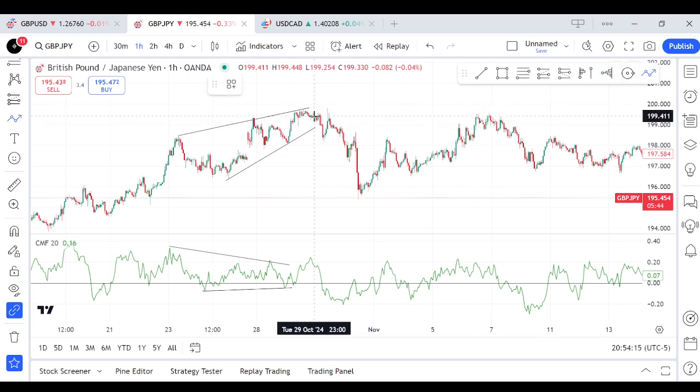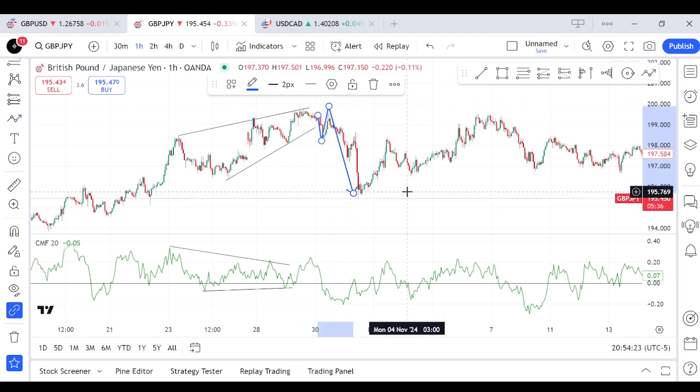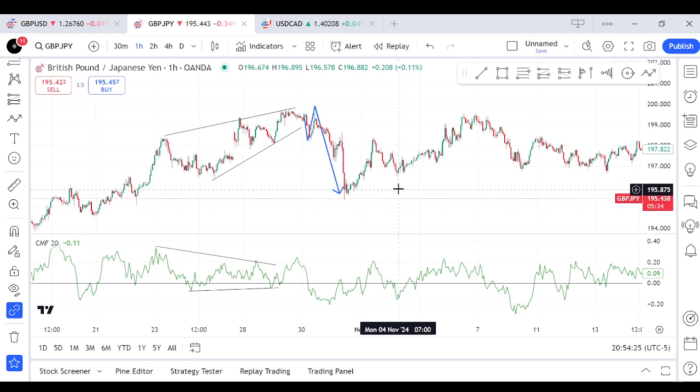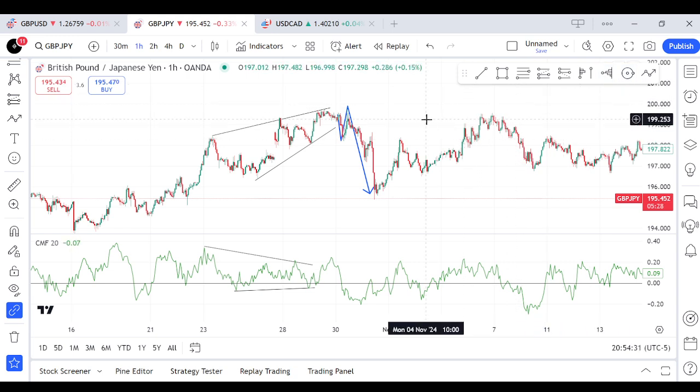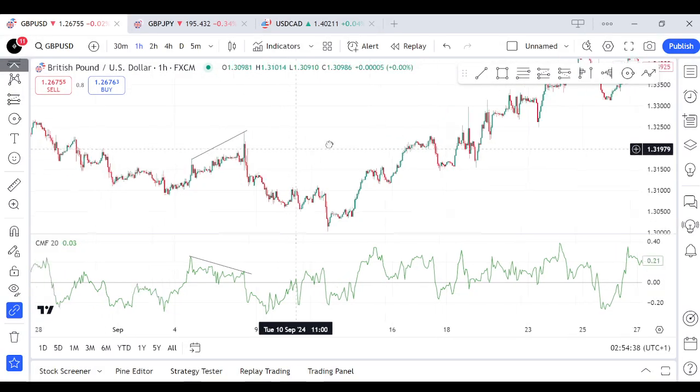You can see the breakout of this trend line. This is another way to confirm your trades. It's a breakout and a pullback before we had the push to the downside, and you can see that is how you can use the divergence to trade with the CMF. Let me just look for another example.